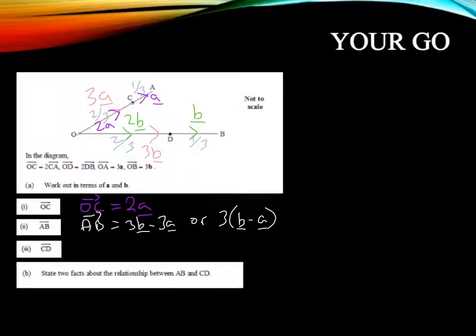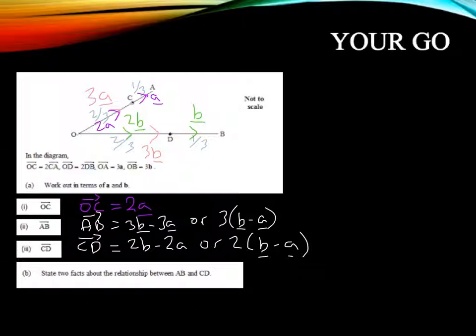Okay, C to D. How can we do C to D? Well, we know that C to O, or O to C, is 2A. So this is minus 2A this way, plus 2B this way. So C to D is, let's think, 2B minus 2A. Or, I'm going to write it here, 2 lots of B minus A.